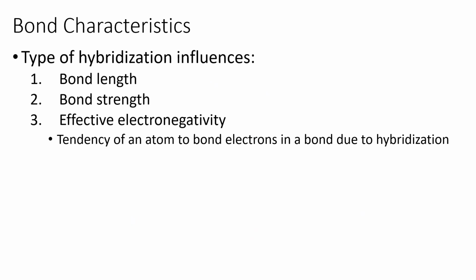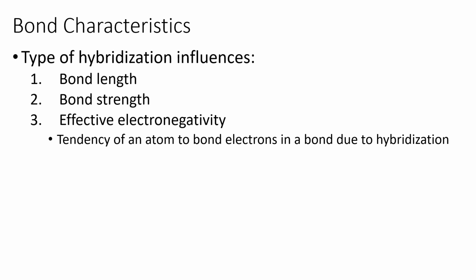So let's talk about how some of this information is going to influence some of our bond characteristics. The type of hybridization that we're going to have, whether that's sp3, sp2, or sp, is going to impact our bond length. If we impact bond length, it also impacts bond strength. So remember, the shorter the bond, the stronger the bond. So if we change our bond lengths, we will change our bond strength. So hybridization will influence both of those.